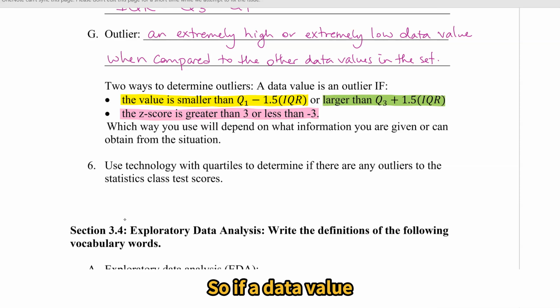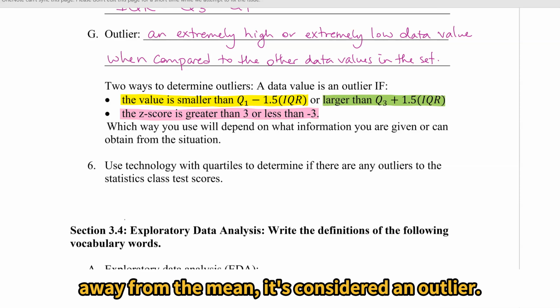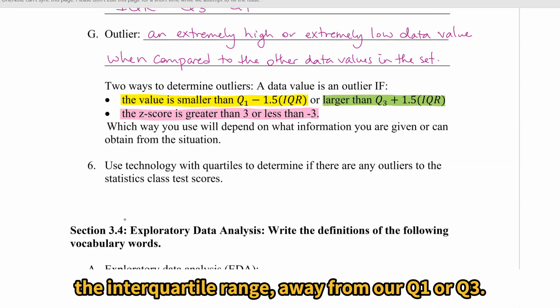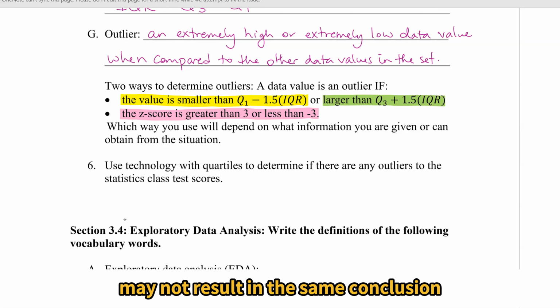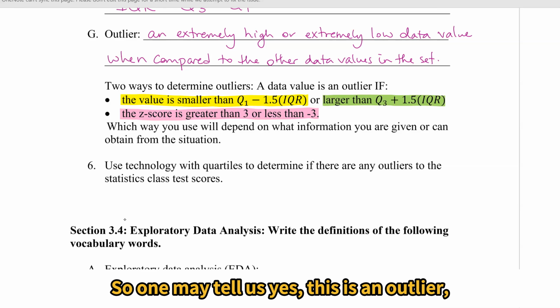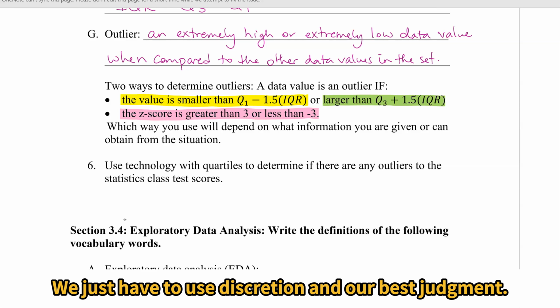So if a data value is more than 3 standard deviations away from the mean, it's considered an outlier. Or if it's outside this 1.5 times the interquartile range, away from our Q1 or Q3. These two different ways to determine outliers may not result in the same conclusion, depending on our data set. So one may tell us, yes, this is an outlier, and the other may tell us, no, it's not. And we just have to use discretion and our best judgment.